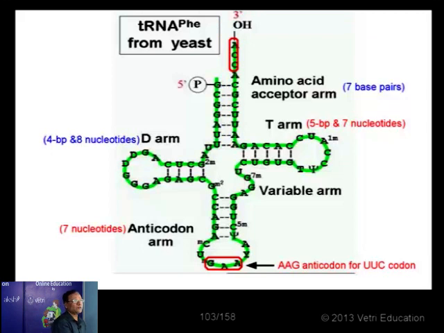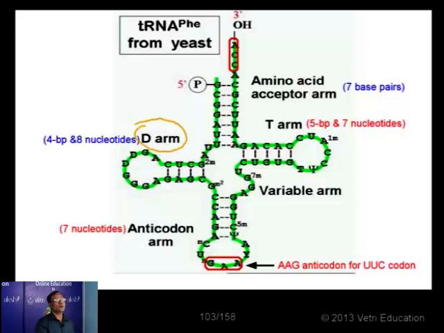So one end is for pairing with the codon of mRNA, and another end is for attachment of the amino acid. That is why it's called an adaptor molecule. So these two ends, namely the amino acid acceptor end and the anticodon end, are oppositely oriented. Now I'll take the next one, the DHU.